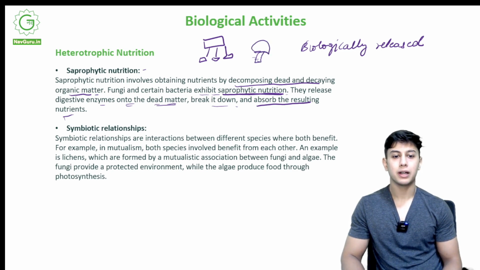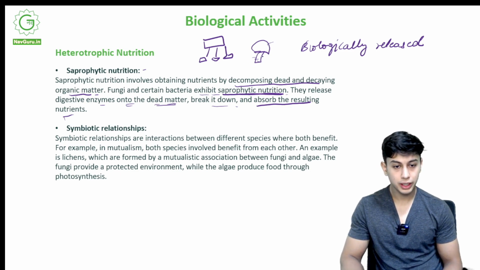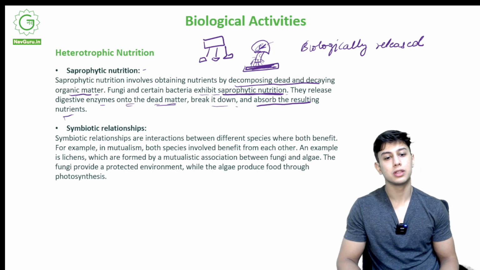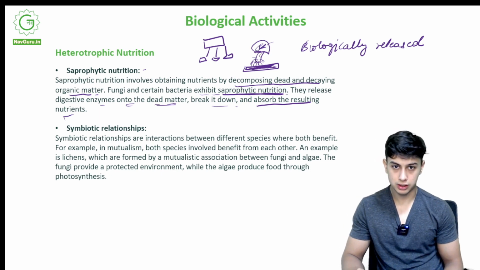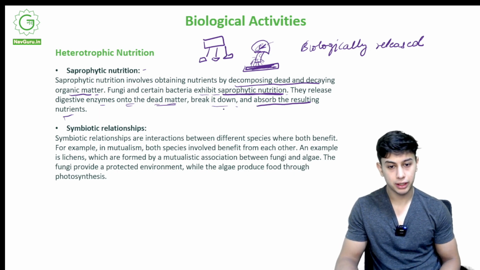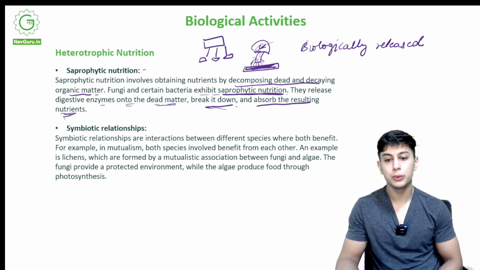How did this fungus come? The fungus will release a few digestive enzymes onto that dead and decaying matter, which will break it down and help it grow. We eat mushrooms, right? It has some nutrition for us. How did it get it? It absorbed from dead and decaying matter. It broke it down and absorbed the nutrients.